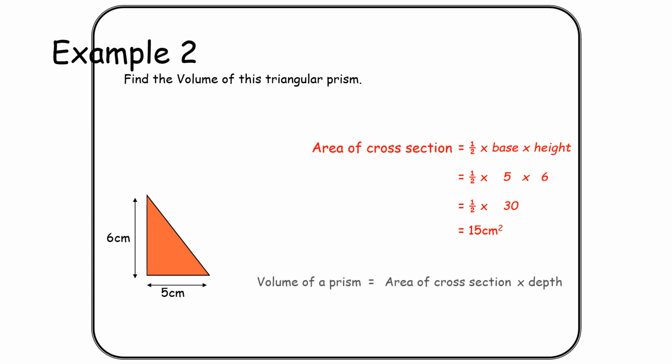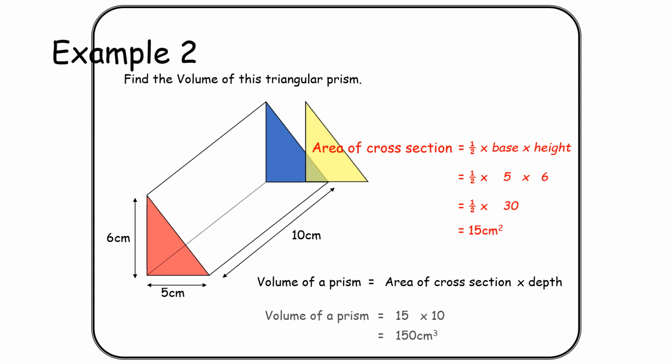So volume of a prism is area of cross section times the depth. So area of cross section was 15, the height was 10 or the depth was 10. So we will multiply 15 times 10, we will get 150 centimeter cube. Again be mindful, the area's unit was centimeter square. I multiplied it by centimeter and hence I got centimeter cube.